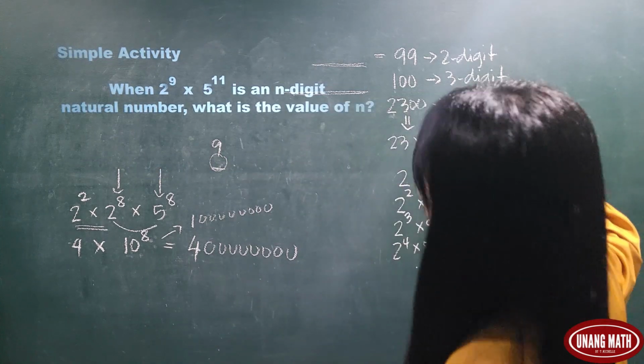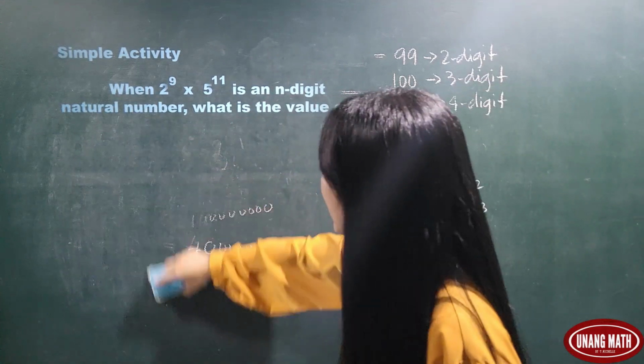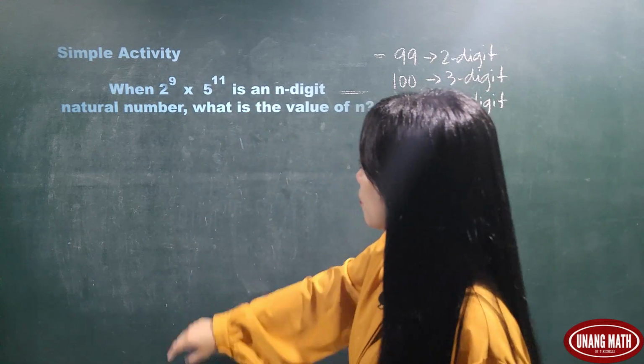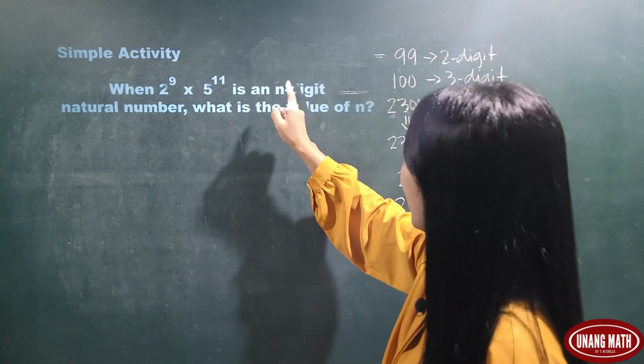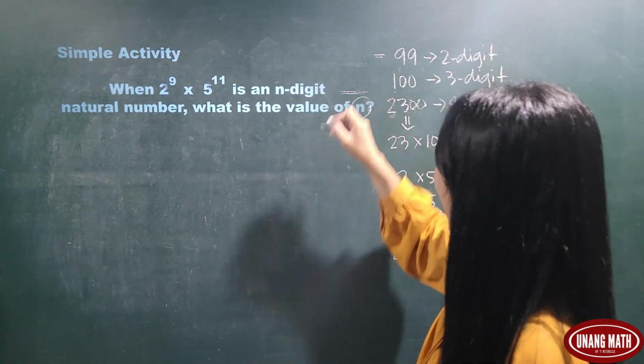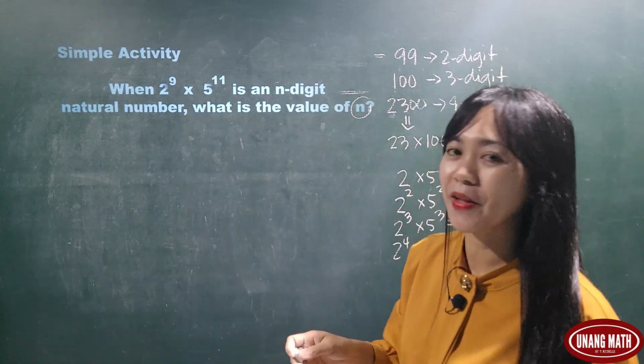Okay, let's move on to this simple activity. When 2 raised to the power of 9 times 5 raised to the power of 11 is an n-digit natural number, what is the value of n? Meaning, how many digits is this natural number?